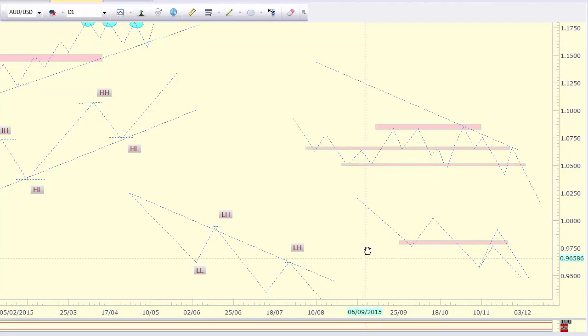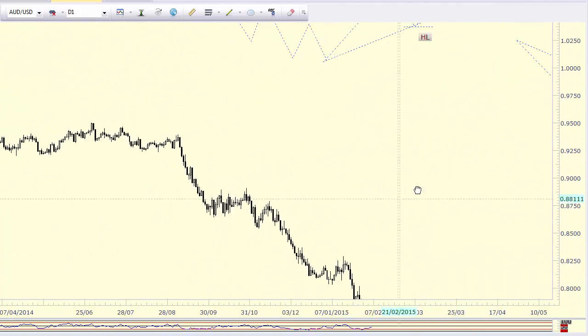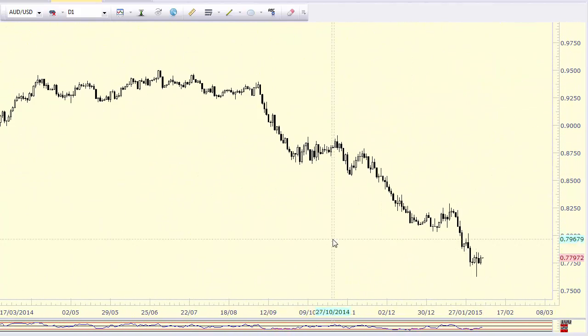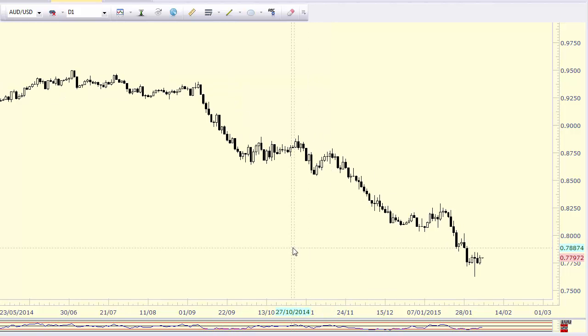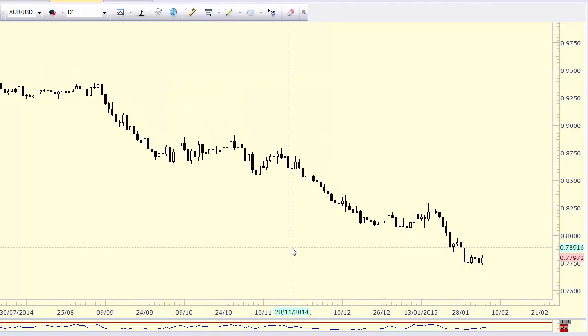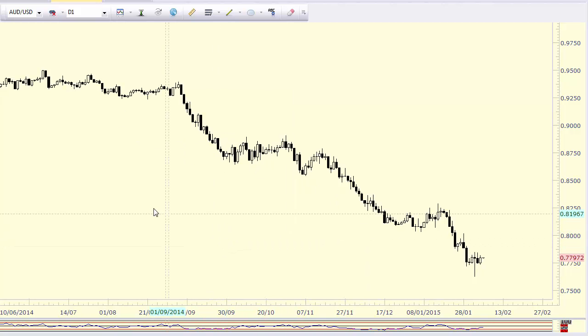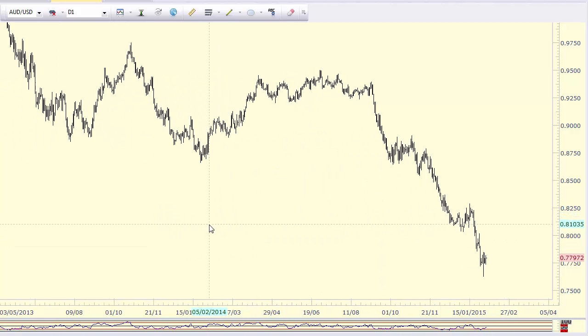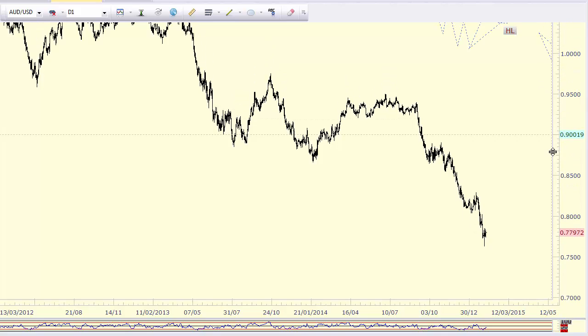So let's have a look at a couple of charts. We'll look at a chart here and we'll break it down a little bit for you. This is the Aussie US dollar daily chart. I'll stick with the daily chart because this is the predominant time frame that we trade. This is the current trend. I'll crunch it up a little bit just to break it into a bit of a scenario for us.